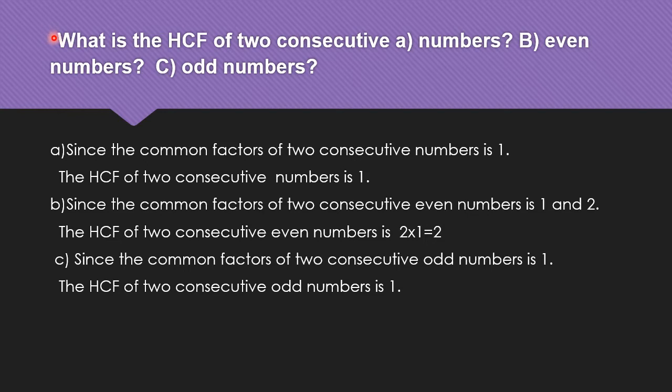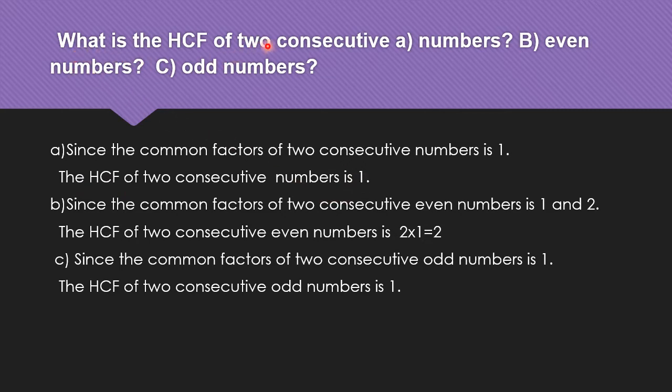Question number 2. What is the HCF of two consecutive numbers? What are consecutive numbers? Consecutive numbers are numbers that follow each other in order. They have a difference of 1 between them. For example, 1, 2, 3, etc. So we know that 1 is a factor of every number. So the common factors of two consecutive numbers is 1. So the HCF of two consecutive numbers is also 1.